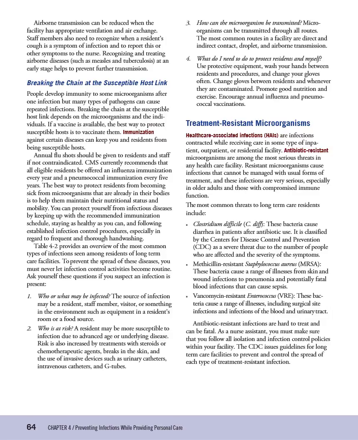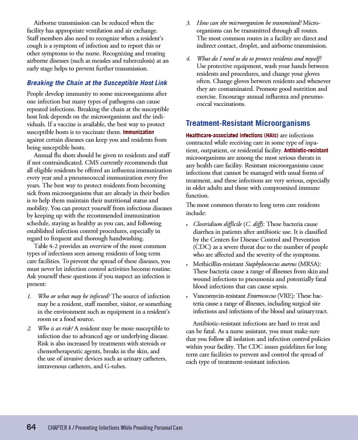The best way to protect residents from becoming sick from microorganisms that are already in their bodies is to help them maintain their nutritional status and mobility. You can protect yourself from infectious diseases by keeping up with the recommended immunization schedule, staying as healthy as you can, and following established infection control procedures, especially in regards to frequent and thorough hand washing. Table 4-2 provides an overview of the most common types of infections seen among residents in long-term care facilities. To prevent the spread of these diseases, you must never let infection control activities become routine.